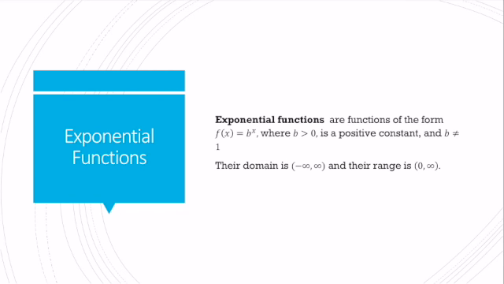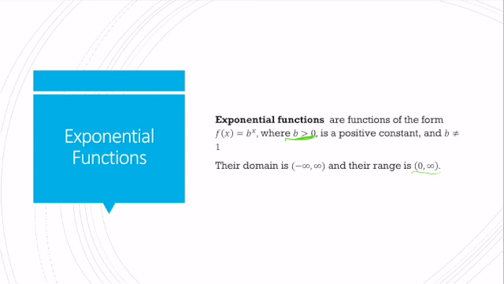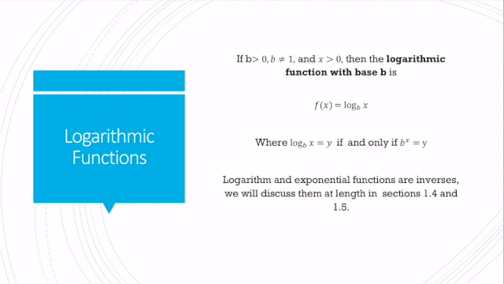Exponential functions are functions of the form f of x equals b to the x, where b is greater than 0, a positive constant, and b doesn't equal 1. Exponential functions always have a domain of negative infinity to positive infinity, and their range, as long as b is greater than 0, is positive. Their range is from 0 to positive infinity. So let's take a look at this and where these come from, after I talk about logarithmic functions.